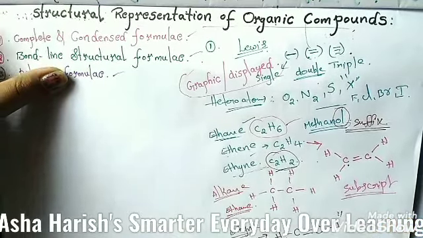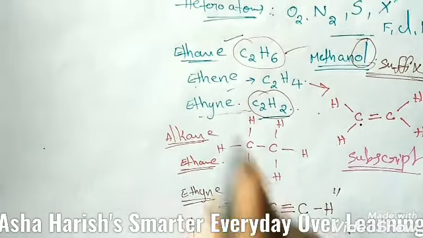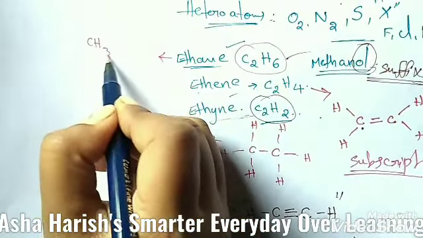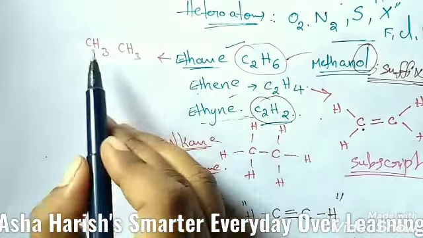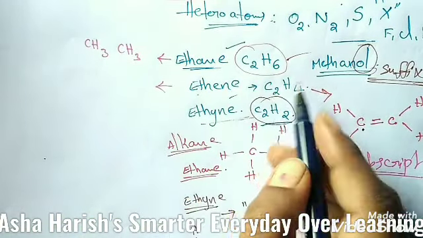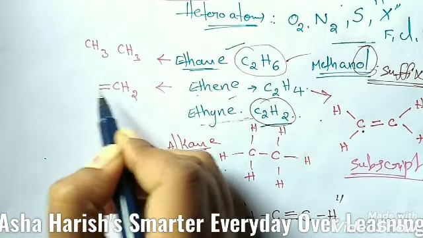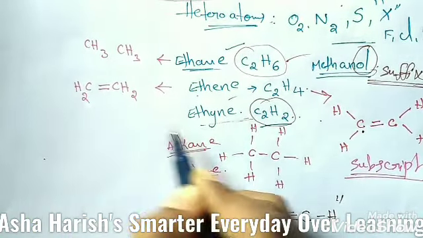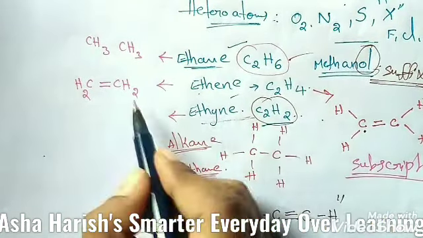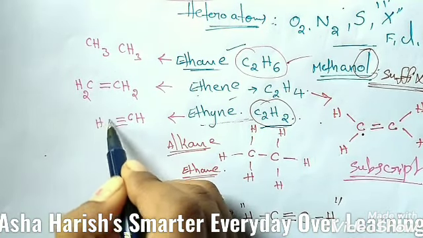Let's see some examples for this. Ethane molecule, C2H6. For this C2H6 we need to write it like this: CH3CH3. And for the ethene molecule, C2H4, we write CH2=CH2, where one double bond is located. The next one is ethyne, C2H2, and here you can write CH≡CH.